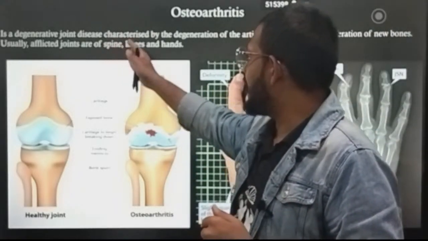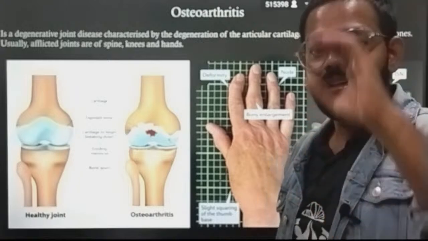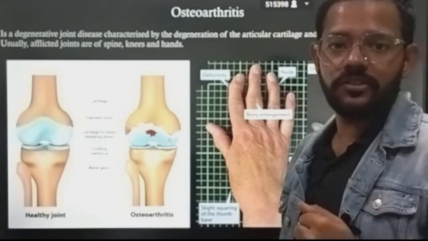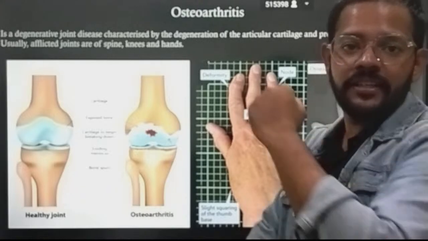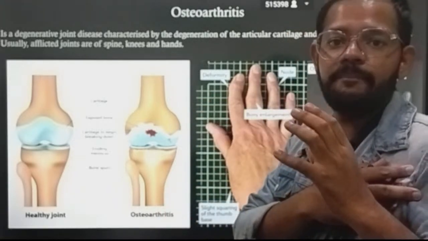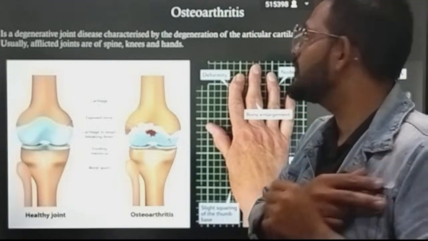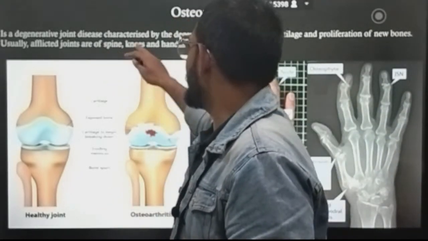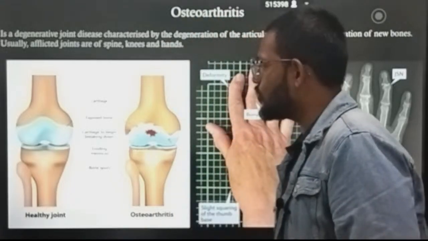It is happening in spine, knee and hand mostly. Arthritis can happen anywhere. It can happen in your fingers also, okay. It can happen in your ball and socket joint also, okay. Everywhere arthritis can happen where the joints are present. But osteoarthritis mainly affects spines, knees and hands, okay.